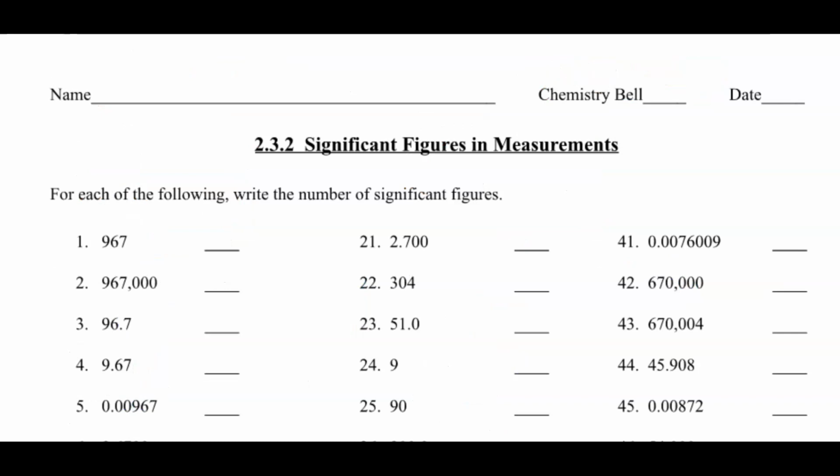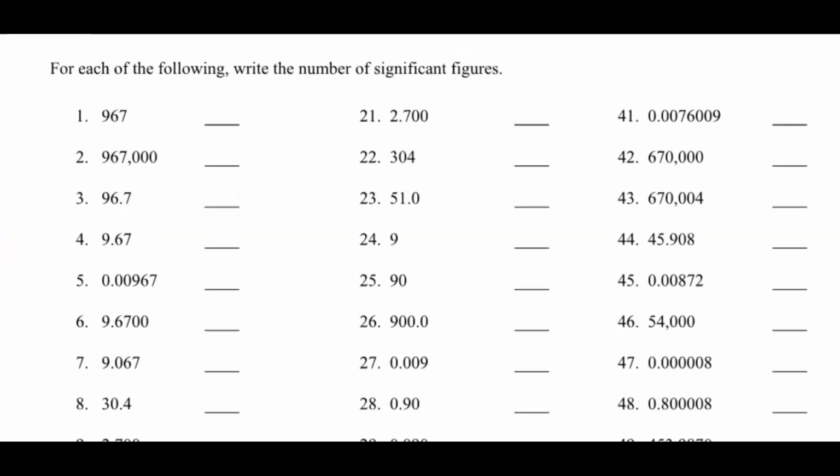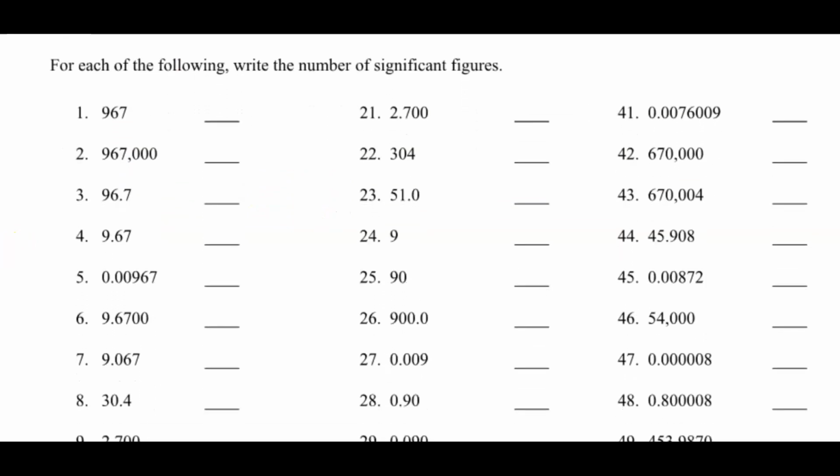So I'm going to go through and talk through maybe the first 5 or 6 in depth. Then I'm going to give you a chance to pause the video and come back and check your work. So let's start here. For each of the following, write the number of sig figs. Okay, so here we're absent. Count from the Atlantic, the first non-zero, 3 sig figs. Absent, count from the Atlantic, these don't count, 3 sig figs.